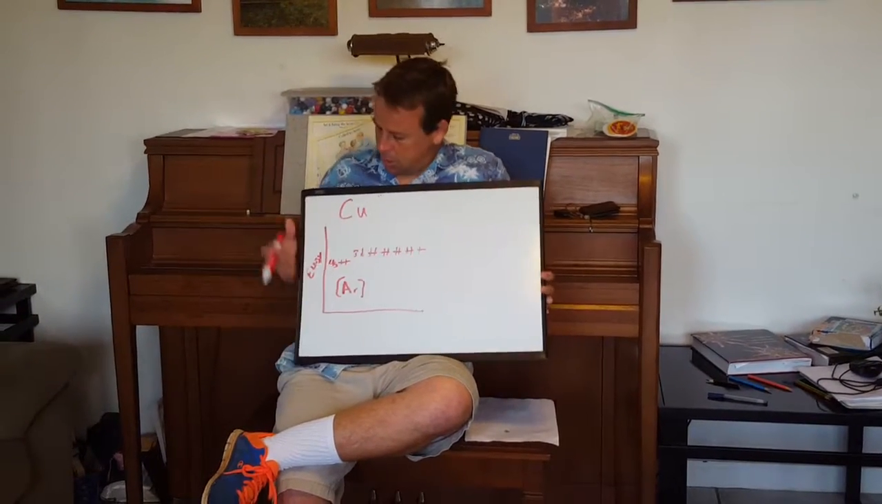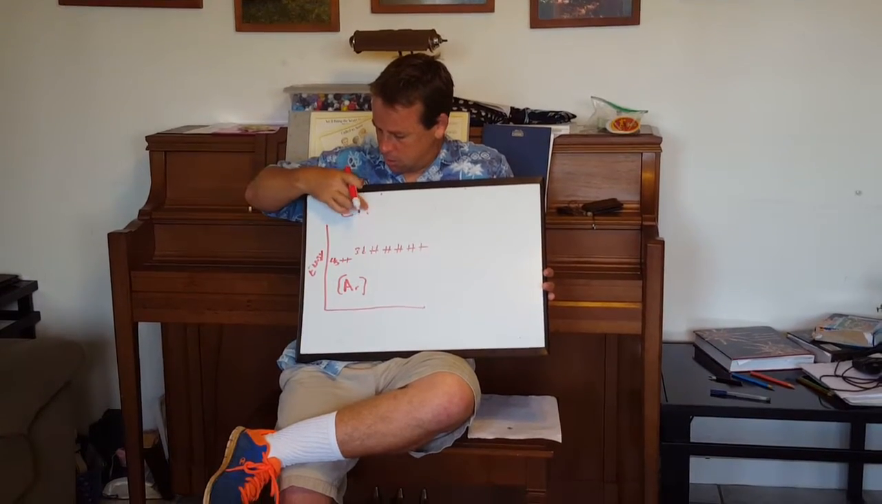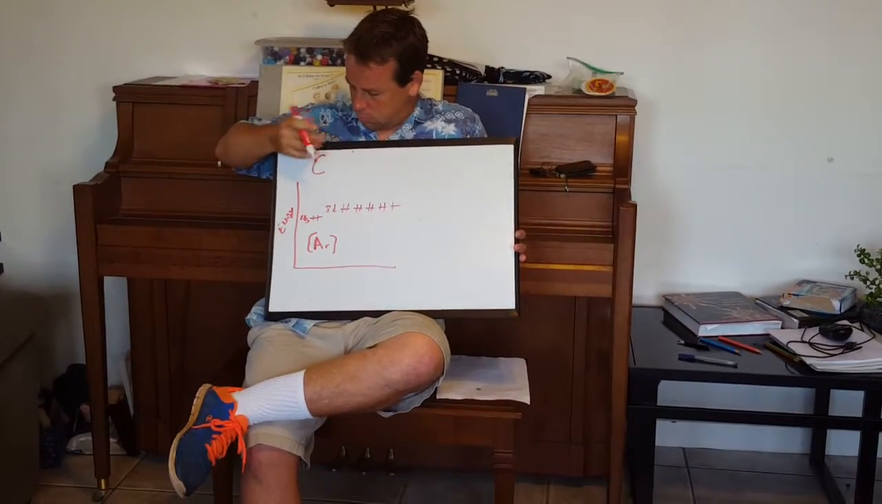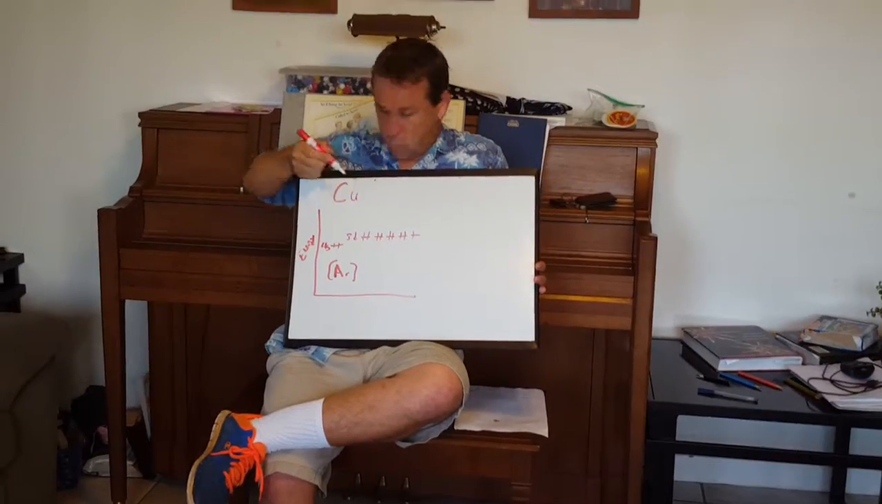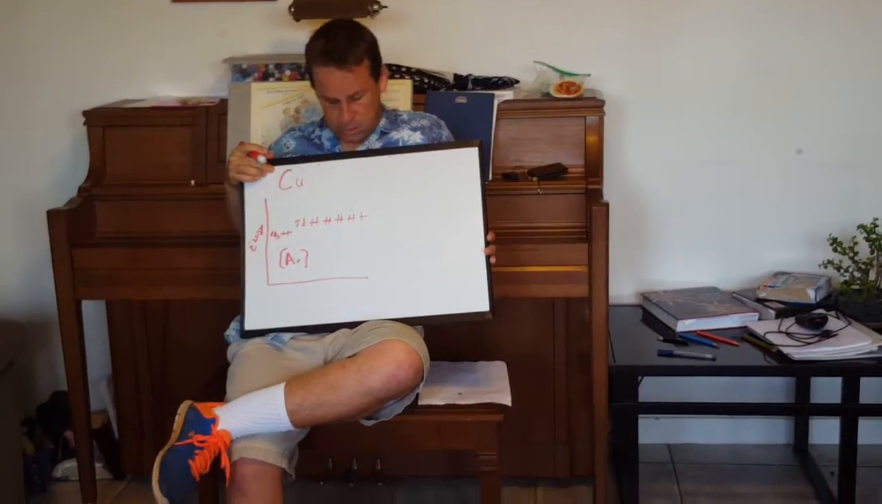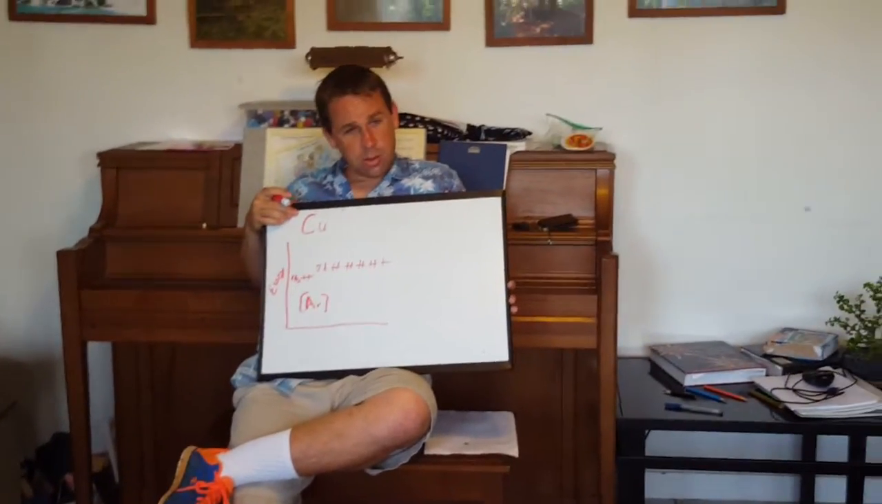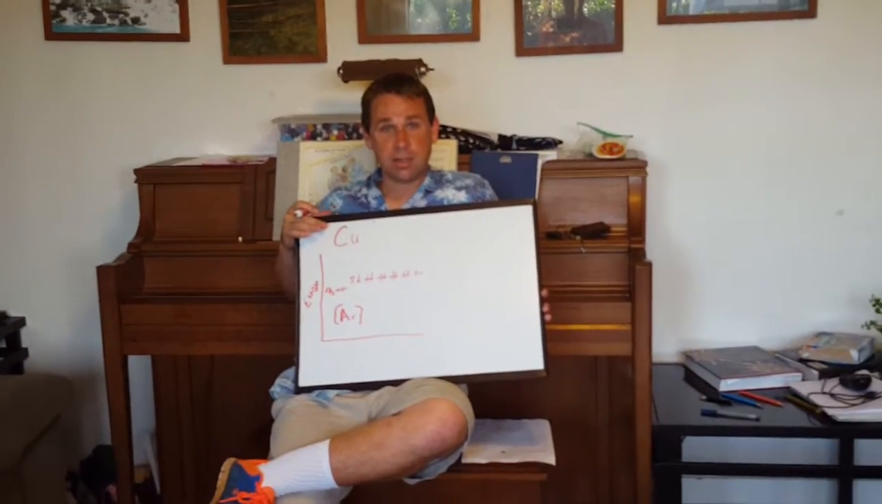So let's look at our next element. If it wanted to get more stable, it would have to gain 1 electron. Copper? No, it doesn't stabilize itself that way. I'm saying it could, if it happened. That's an interesting idea.